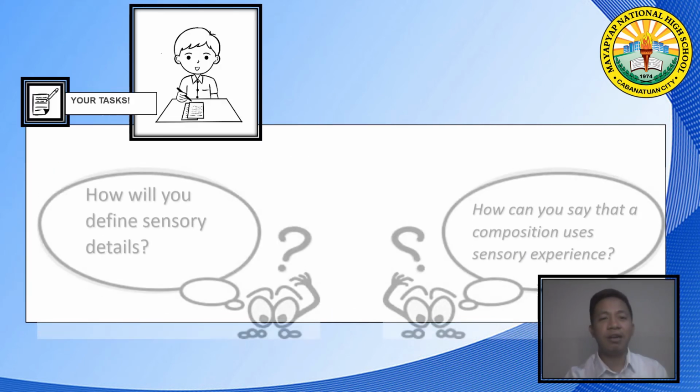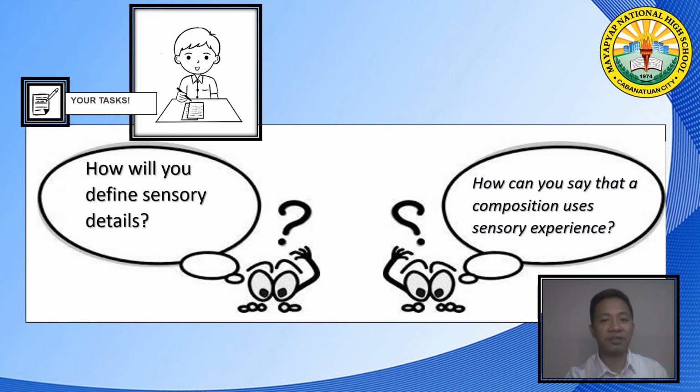For activity 1, all you have to do is to answer the two questions. The first question is, how will you define sensory details? And the second one, how can you say that the composition uses sensory experience? Write your answer on the answer sheet provided for you.